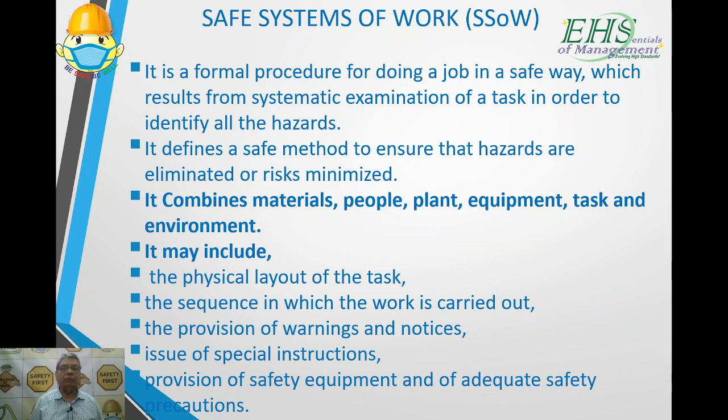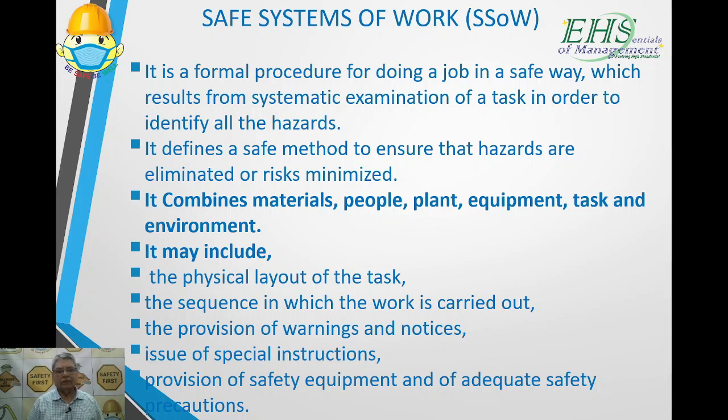So it is a formal procedure for doing a job in a safe way, which results from systematic examination of a task in order to identify all the hazards. So we saw that you have to completely see the process, do the job safety analysis, and then the hazards that are there are identified. It defines a safe method to ensure that hazards are eliminated or risk is minimized. It combines materials, people, plant, equipment, task and environment. All these things we discussed in the last slide also.